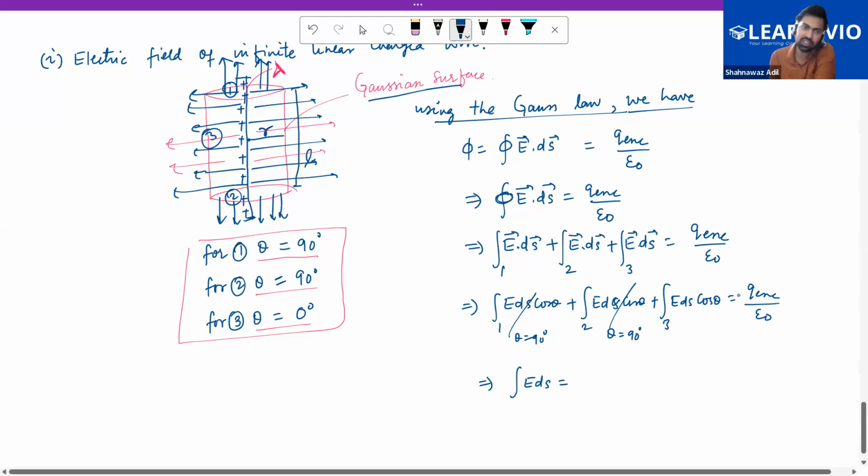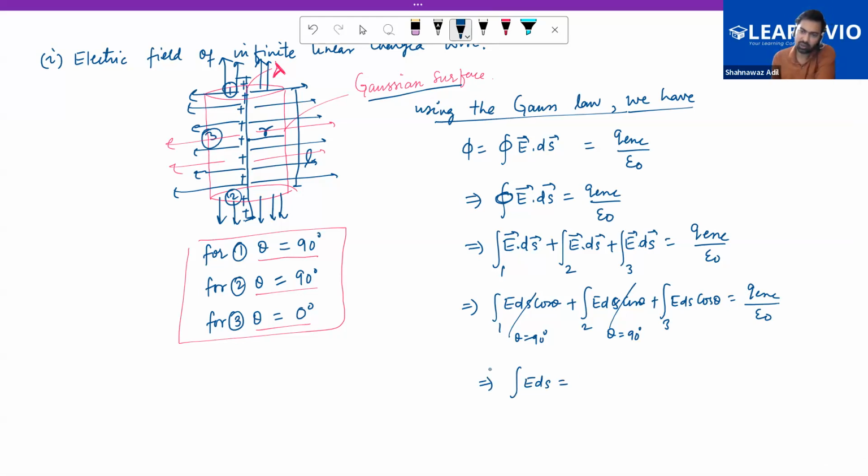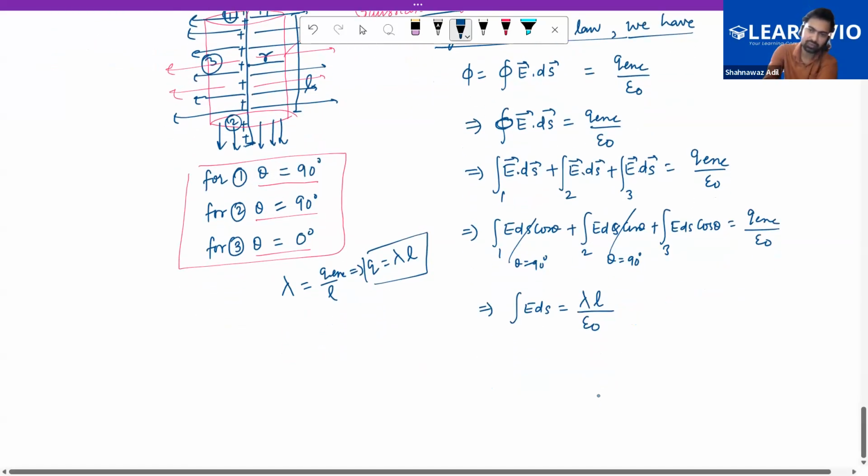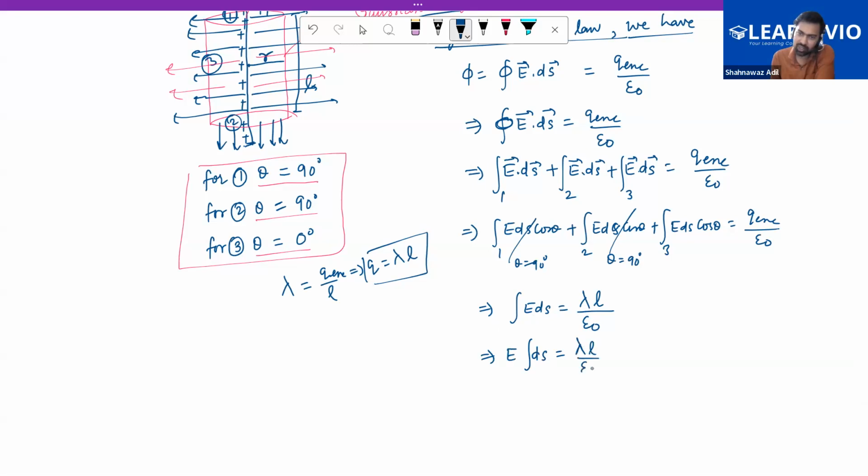And then how much is Q enclosed? We know that lambda is charge density, so lambda is Q by L. So Q enclosed is simply lambda into L. This is lambda L divided by epsilon naught. And for E ds, E is taken outside, and then this is the integral of ds, equal to lambda L by epsilon naught.